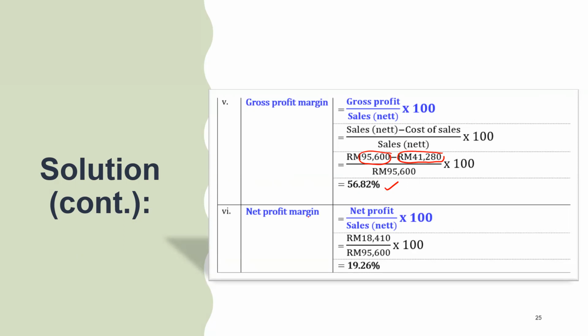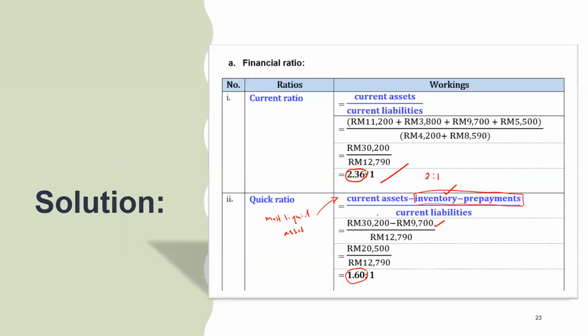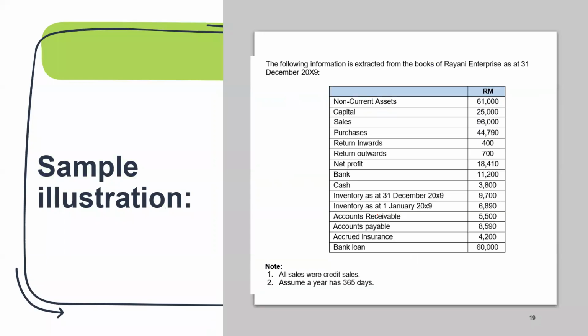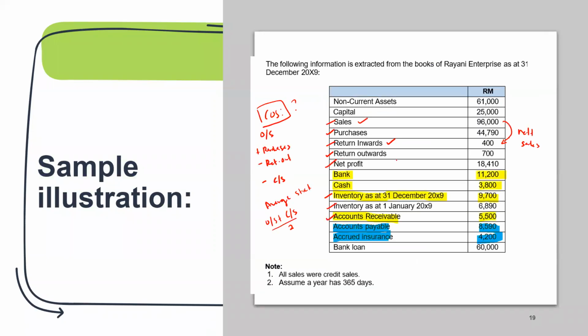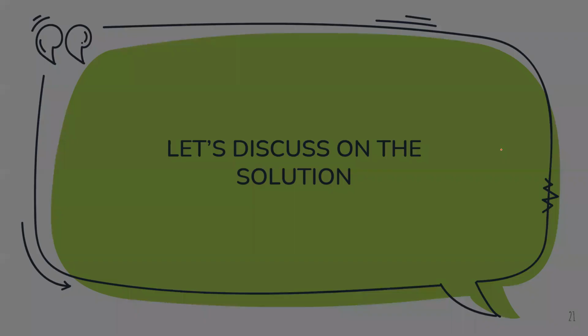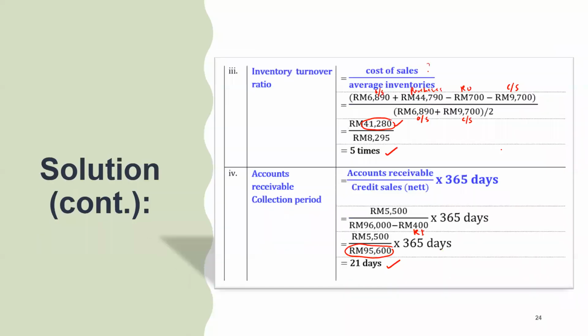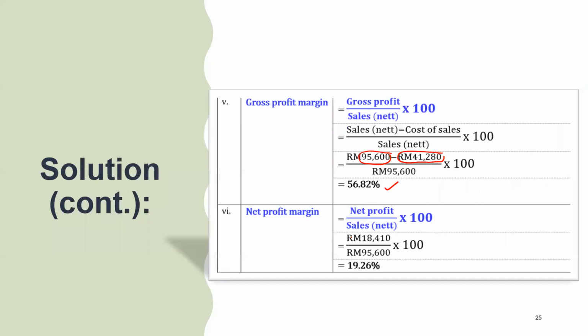Okay, last but not least is the net profit margin. So we just have to replace the formula with net profit divided by the net sales times 100. The net profit is already given directly in the question, so you just have to take the figure directly, 18,410, and divide by the net sales. The net sales is already calculated before, so you just have to replace it in the formula. So the answer is 19.26%.